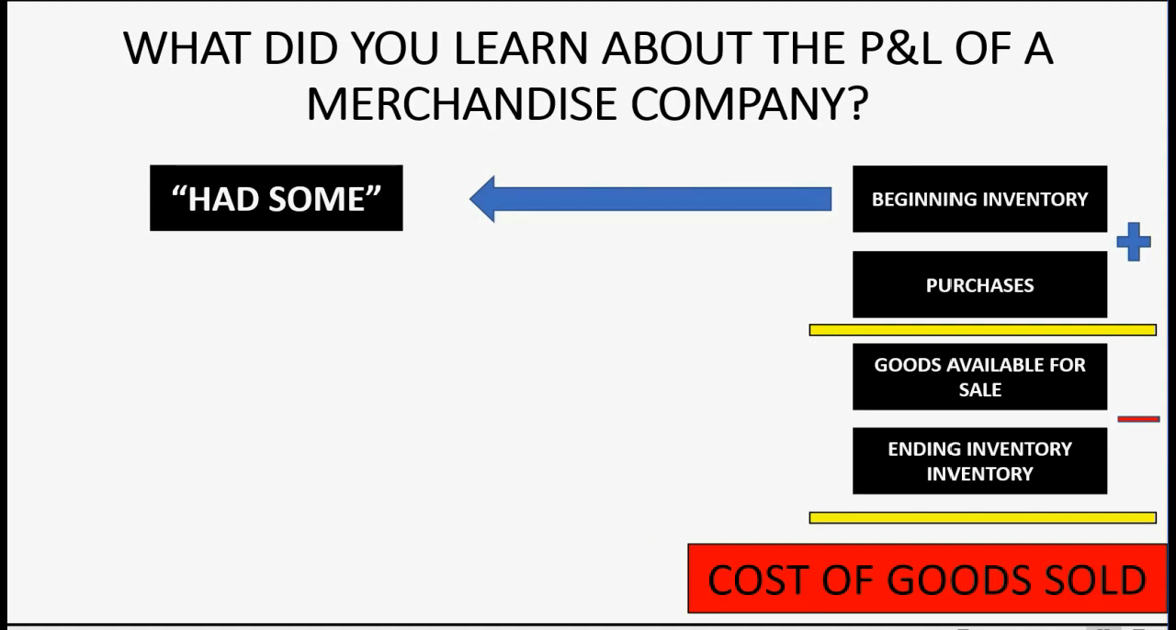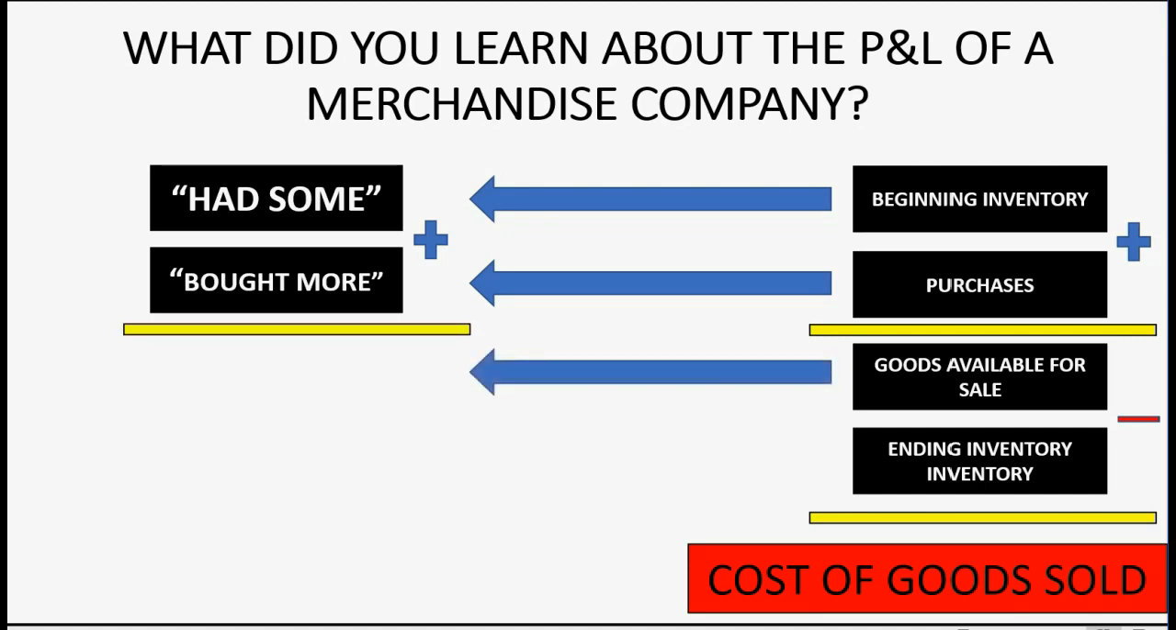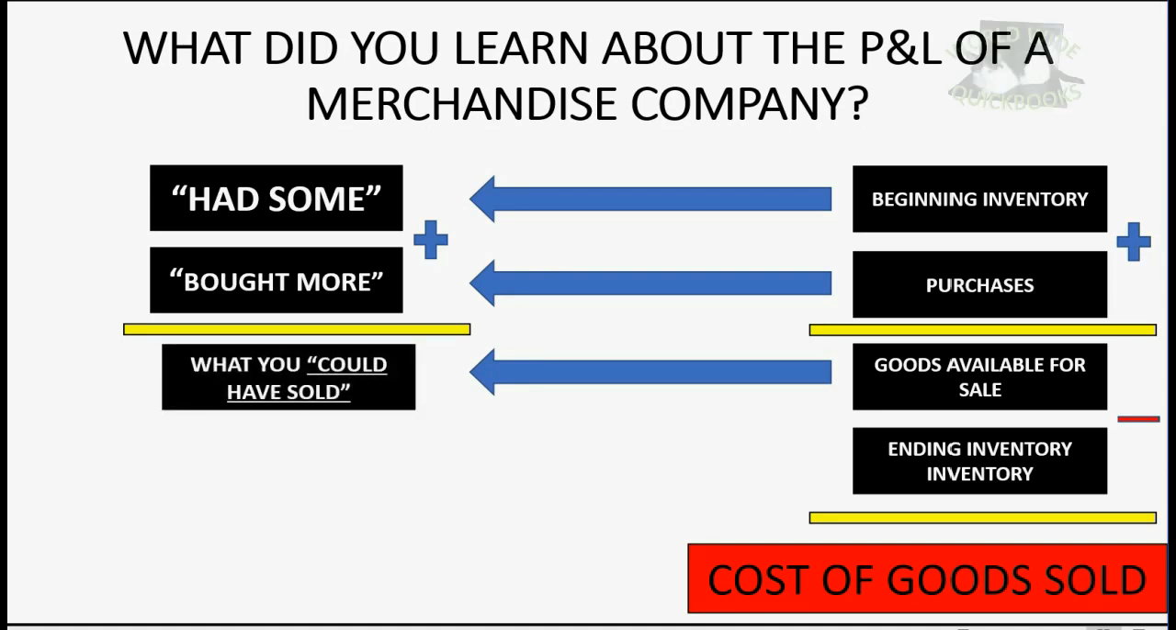You had some. But then during the month when you record your purchases, you bought more. So instead of calling it purchases, call it how much more you bought. And logic dictates if you add what you had at the beginning plus what you bought, then you get a number that represents what you could have sold. So goods available for sale is the total that you had the ability to sell.